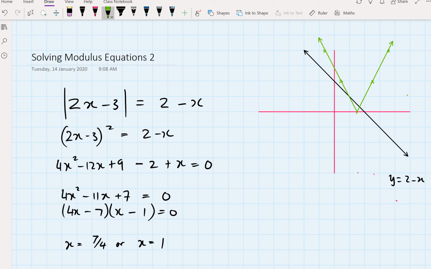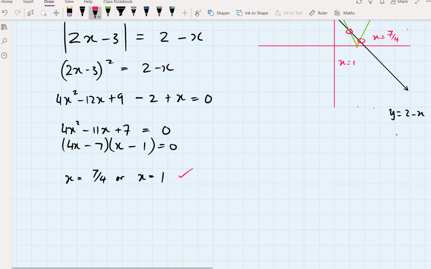We can see quite clearly that the two graphs do cross. The first point of intersection is over here, and that occurs when x is equal to 1. The second point occurs when x is bigger than 1.5 but less than 2. It's actually going to occur when x is equal to 7 over 4, 1 3/4. So yes, those answers are valid, and my diagram agrees with that.